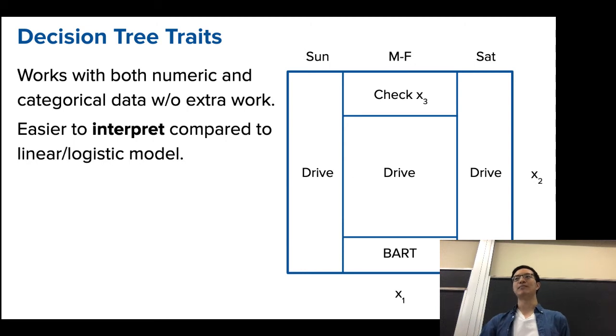And that sort of thing is much easier to communicate to you than saying, okay, the weight for driving is 0.87, the weight for taking the BART is something, the weight for Saturday is 0.2. And you have to do the linear regression yourself.